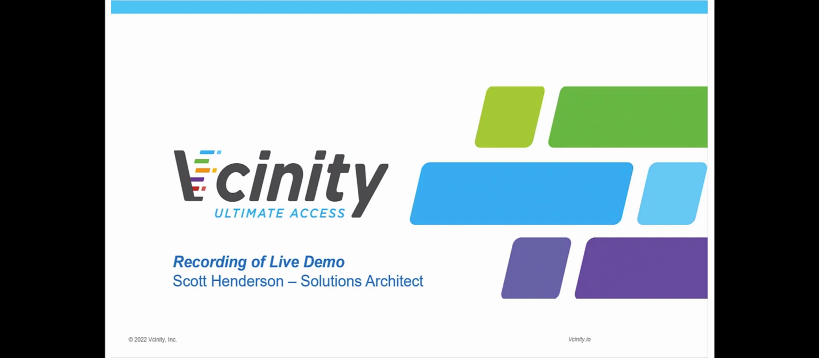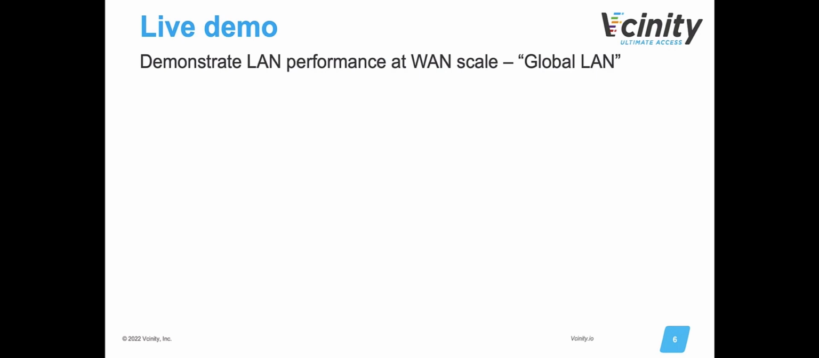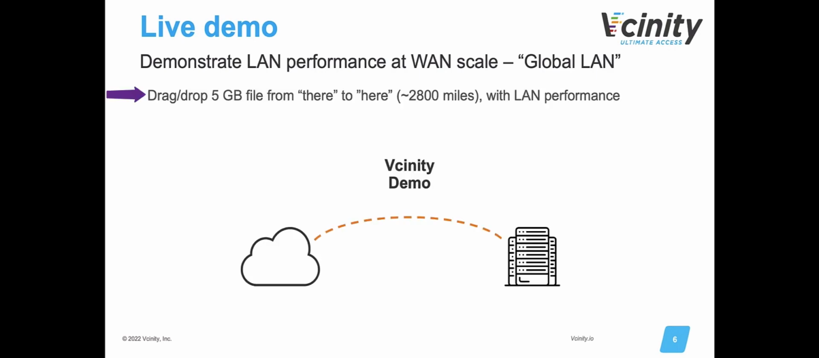So we're going to show you a live demo, show what it looks like to really achieve LAN performance even at WAN scale. What does it look like if I just drag and drop a 5 GB file from one site to another? We can see in a very objective way that we can get LAN performance using the Vcinity model to work with our data.